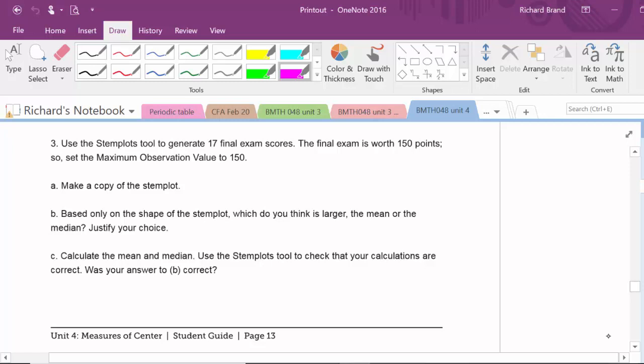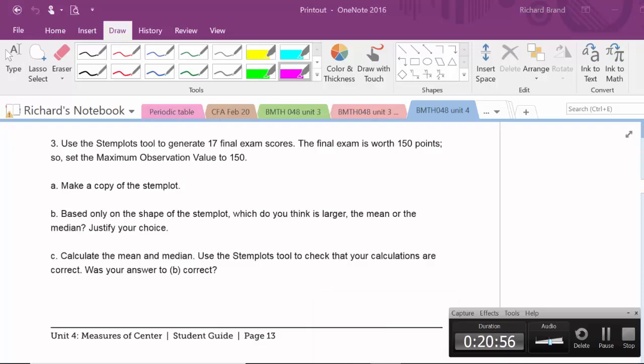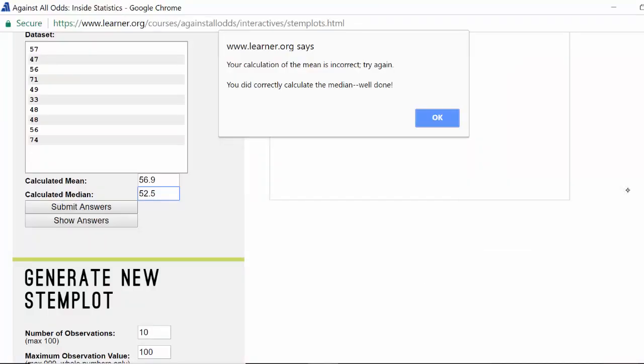So question 3 in the unit activity is to use the stem plot tool to generate the 17 final exam scores, and the final exam is worth 150 points. So I'm going to set the maximum observation value to 150. Just as an overcap, what I did was I submitted our calculated mean and the calculated median to the stem plot tool and submitted my answers. And from the message window here, it says that I did it correctly, which is reassuring.